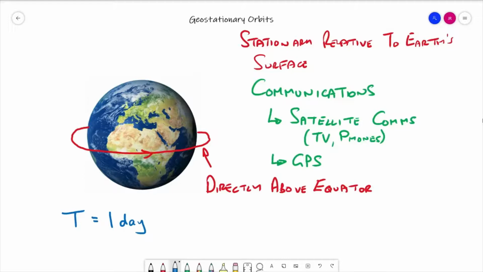Now, just before we move on, obviously we're calling them geostationary orbits. Depending on what website or what textbook you look at, you may also see them called geosynchronous orbits as well. There is a subtle difference between the two, but at least for the purposes of A-level, the two essentially mean the same thing.